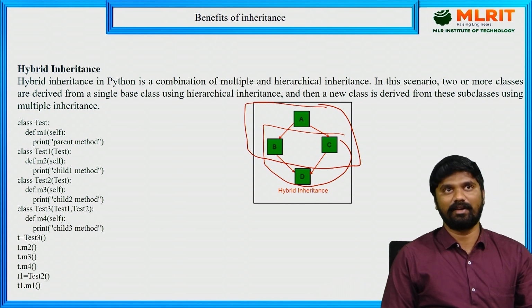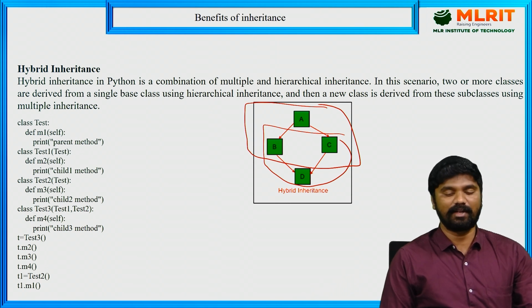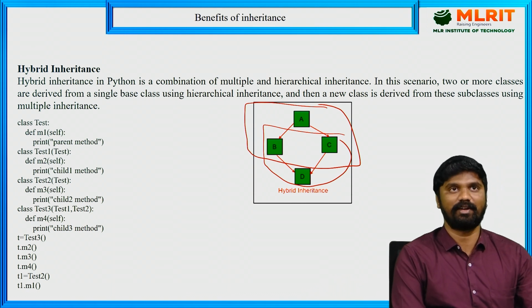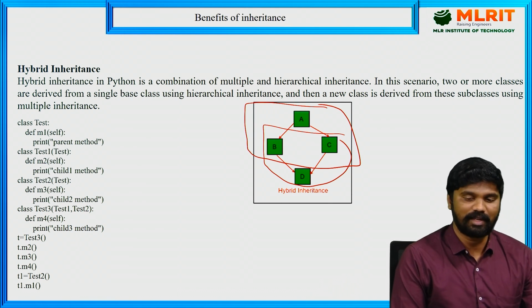More than one child class, that is two child classes, one parent class. Coming to multiple inheritance: multiple parent classes, one child class. So this is the combination. These two types of inheritance together make hybrid inheritance. Let me see an example.